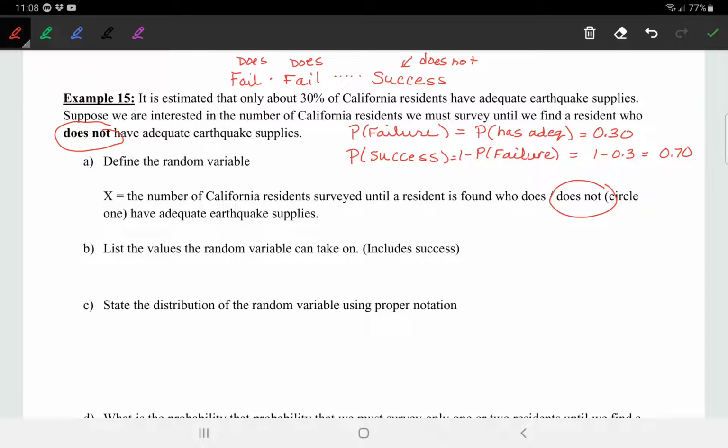Okay, so let's list all the values that the random variable could take on. If X is equal to 1, that would mean that we surveyed one person and that person did not have adequate supplies. Or it could be 2. Or it could be 3, and it can keep going all the way up until we get to, in theory, the entire population of California.